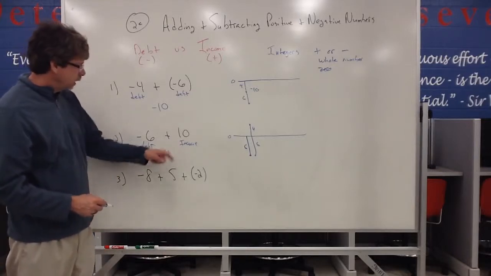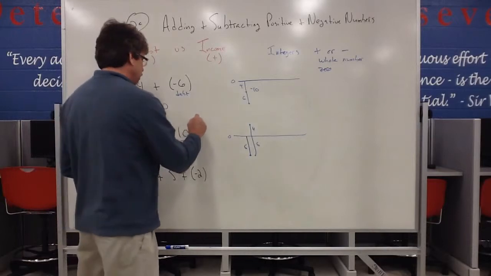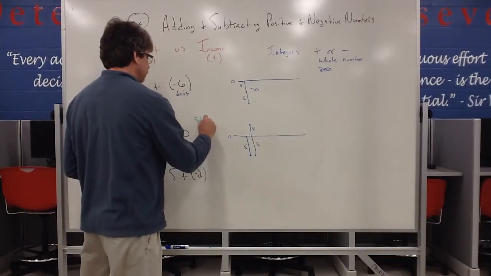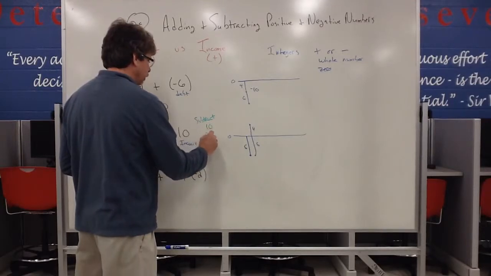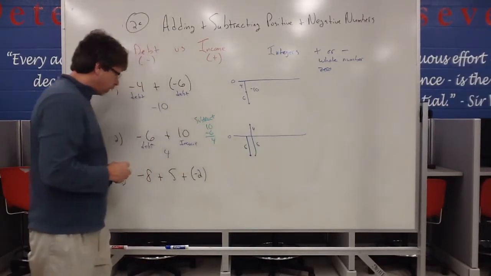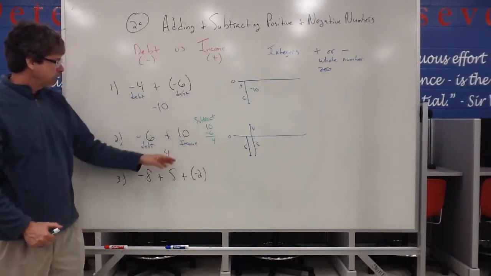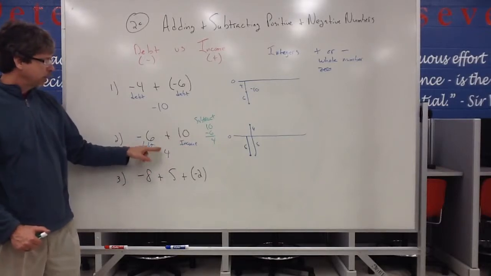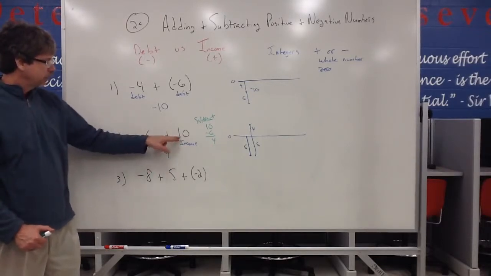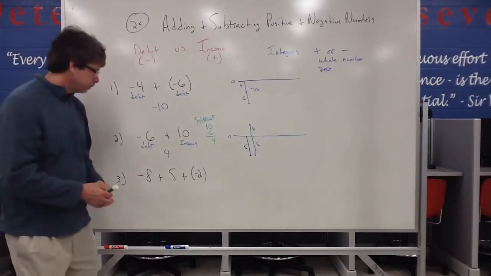So when you have debt and income, this actually becomes a subtraction problem. So 10 minus 6 gives me 4. And what I've got to pay attention to is, do I have more income or more debt? And if I look at my numbers, since it's more positive, the remaining answer is going to stay positive. So you've got to also pay attention to the signs. Since it's more positive, the final answer is going to stay on the positive side.